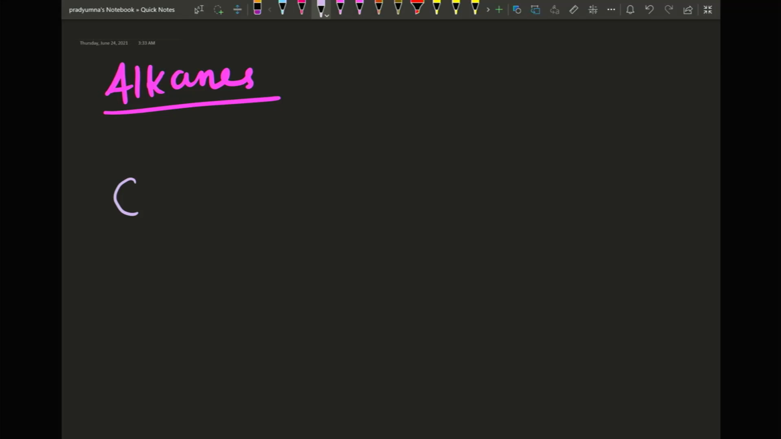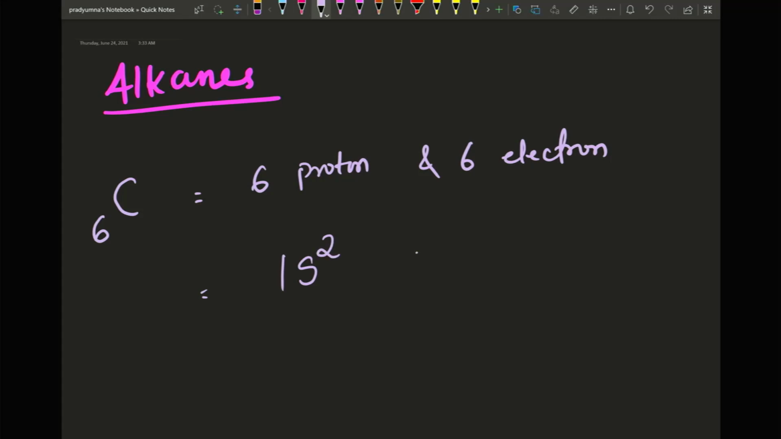So what is the atomic number of carbon? Carbon has atomic number of 6. That means it has 6 protons and 6 electrons. So what is the electronic configuration of carbon? The electronic configuration of carbon is 1s2, 2s2 and 2p2.